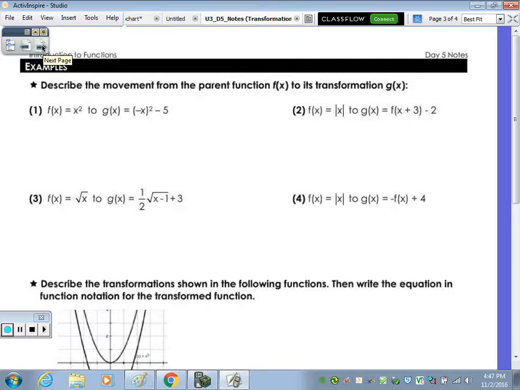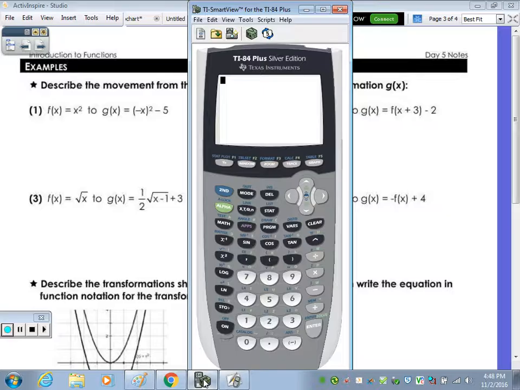On the next page, describe the movement from the parent function f of x to its transformation g of x. Okay? So let's take the tool, and let's first graph y equals x squared. And then put in the line underneath, parentheses negative x squared minus 5. Graph. So there's the first one, and then there's the second one.